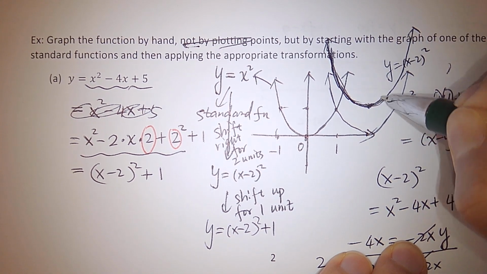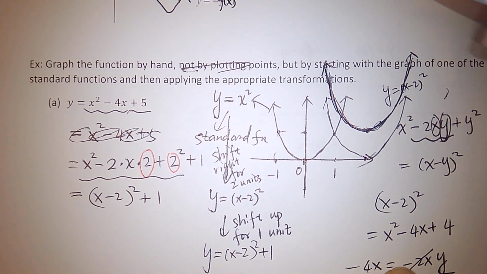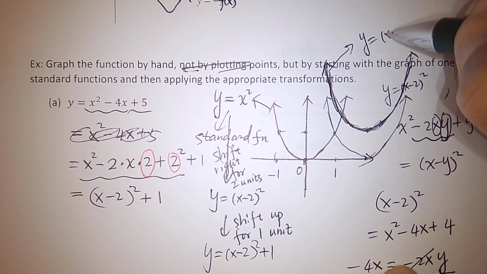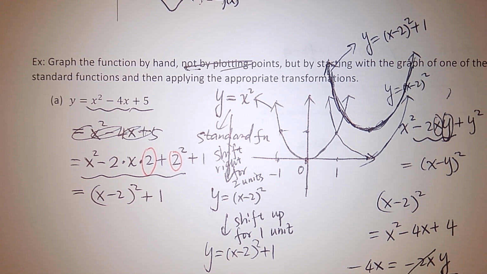Final graph, right? Yeah. Final graph. And this is for what? It is for y equals (x minus 2) squared plus 1. You guys? Simon, you have a question? No? I did have a question, but I realized why I was wrong.